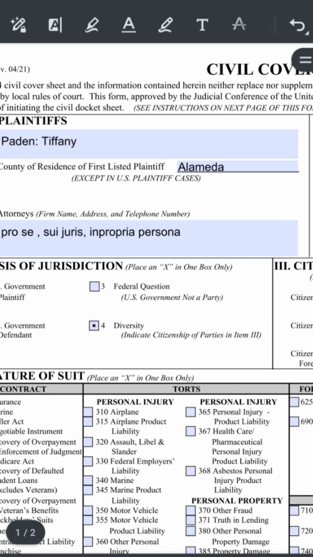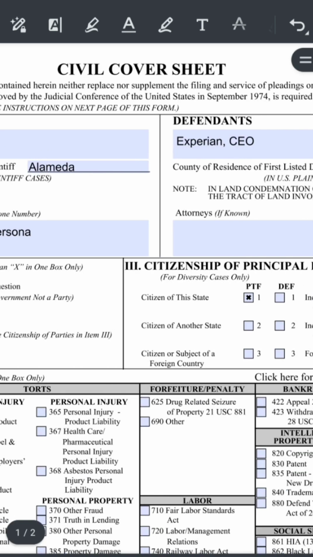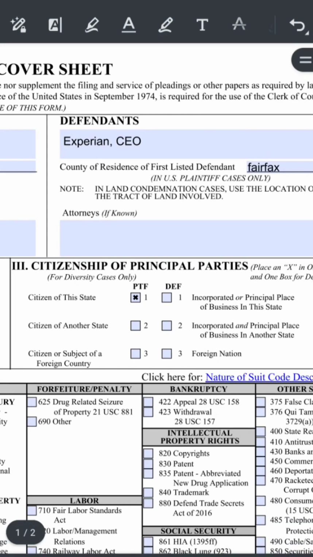Diversity is when the parties are in two separate states. So the jurisdiction would be a little bit different. You want to make sure that each person is getting a fair trial. So it is a diversity case, being that I'm from California, from Alameda County, and Experian is incorporated in another state and their headquarters is in another state. So that's what makes it diversity, okay?